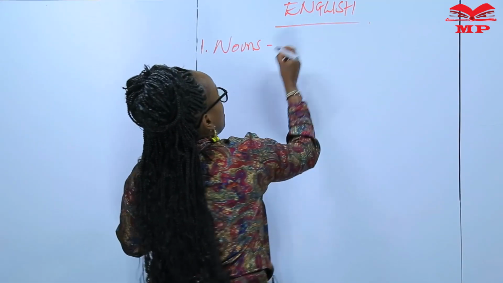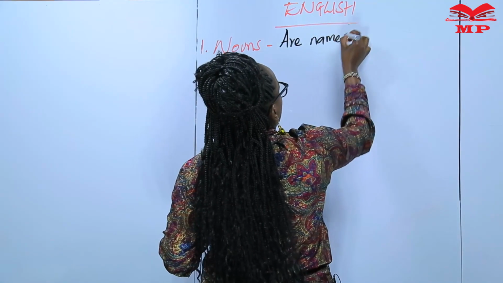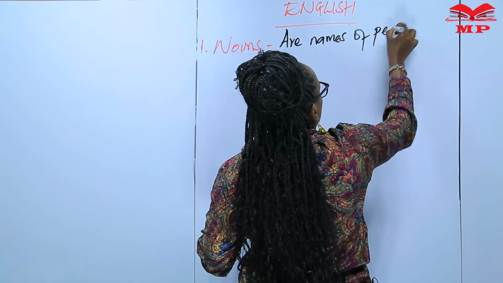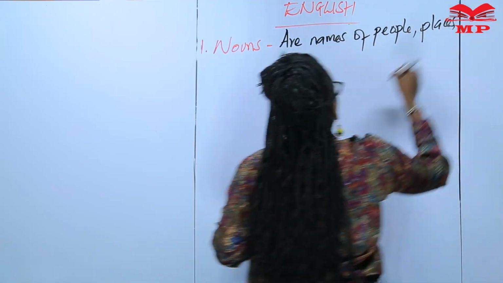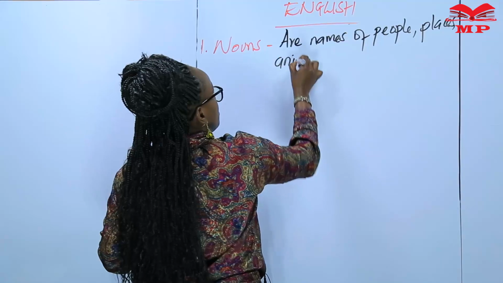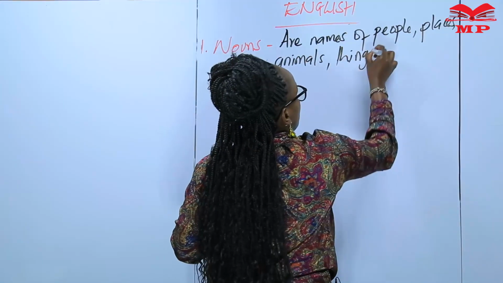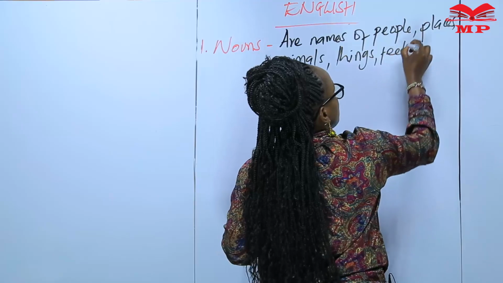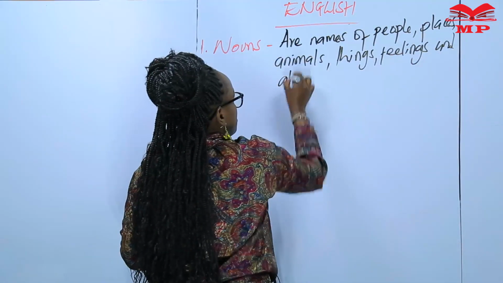So first, I've already given the definition. So we've said they are names of people, places, animals, things, feelings, and also ideas.